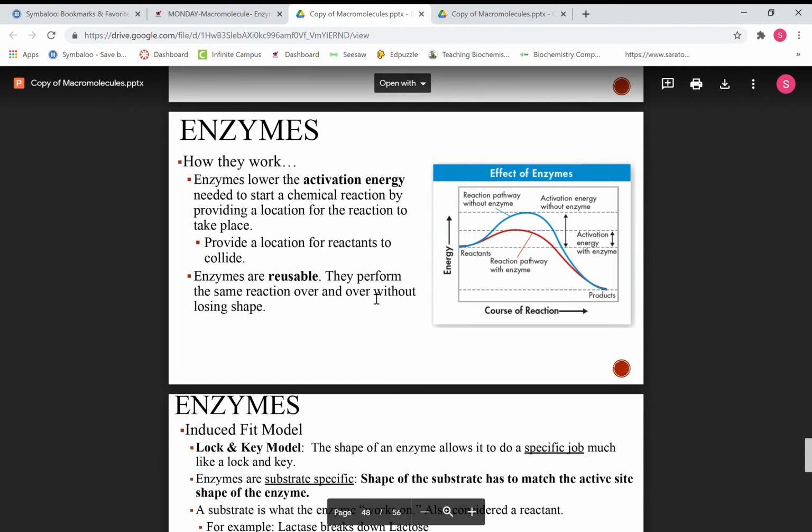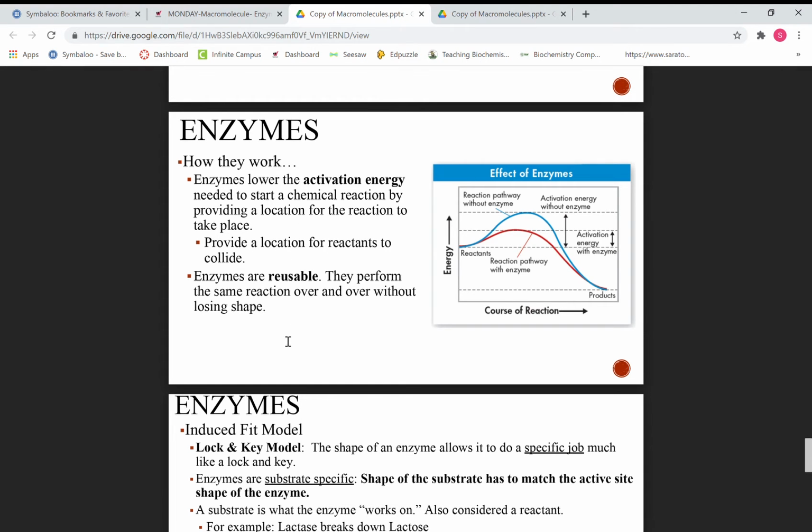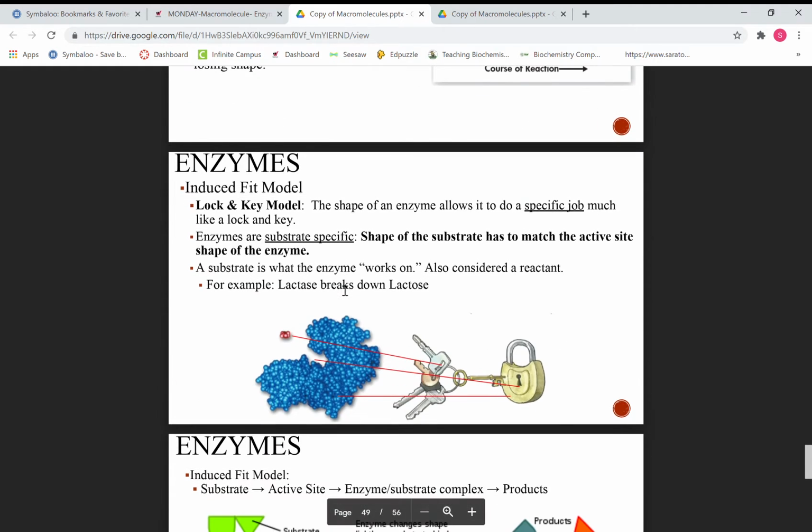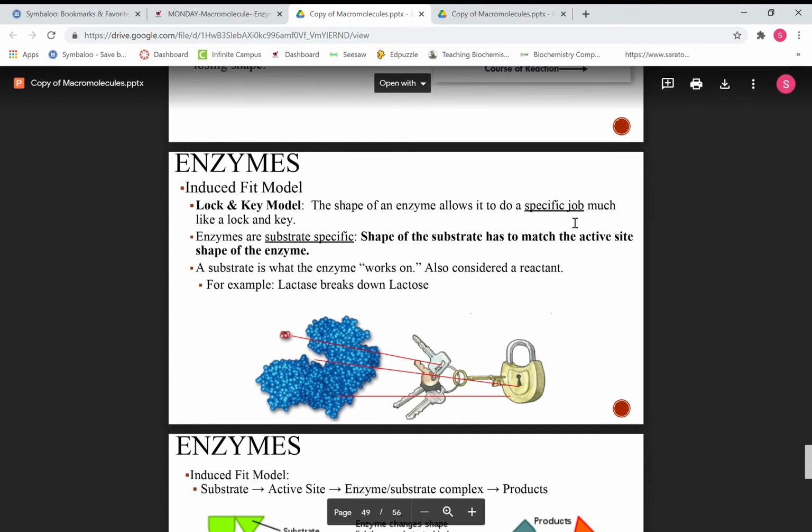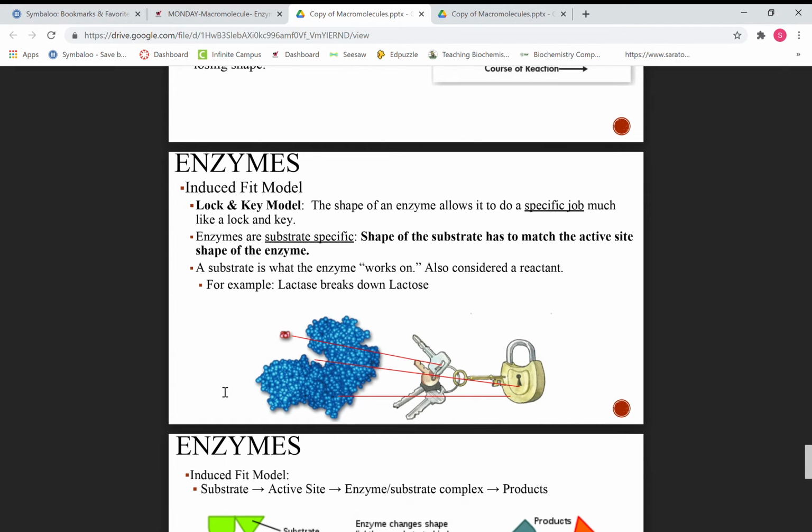Enzymes are reusable. They perform the same reaction over and over without losing shape. They can lose shape. We'll talk about that in a minute. The lock and key model, the shape of the enzyme allows it to be specific to a job. So meaning nothing else can fit. It has to have a specific spot to fit. And if it doesn't fit, the reaction doesn't take place. So that has to happen between the substrate and the enzyme.